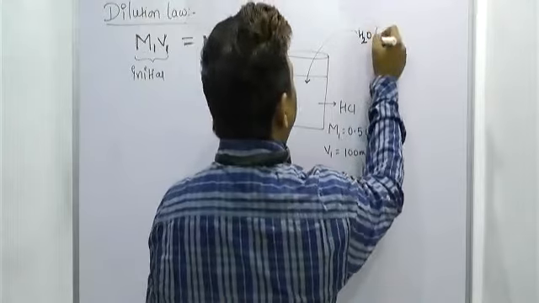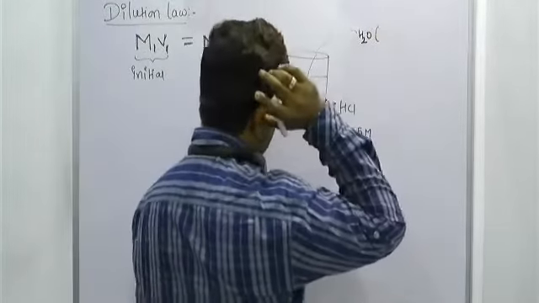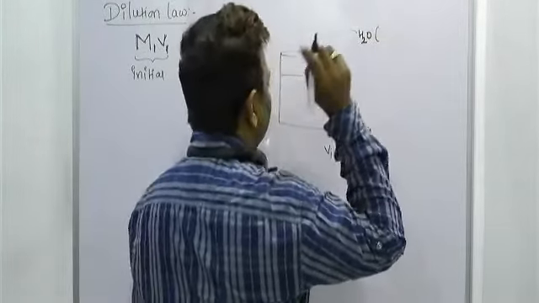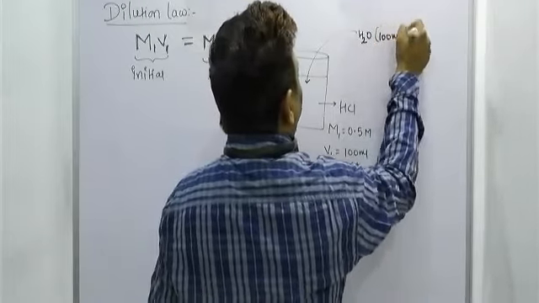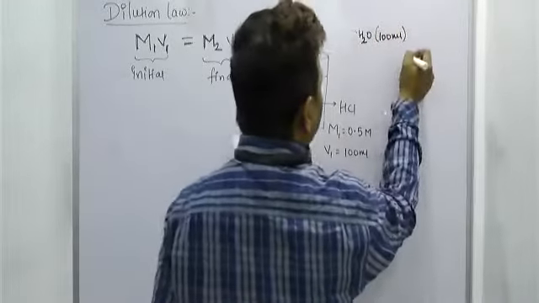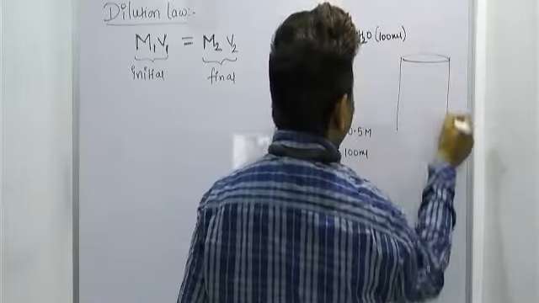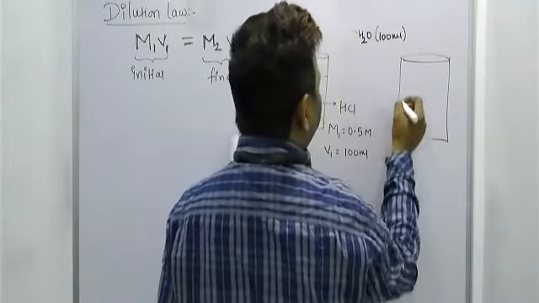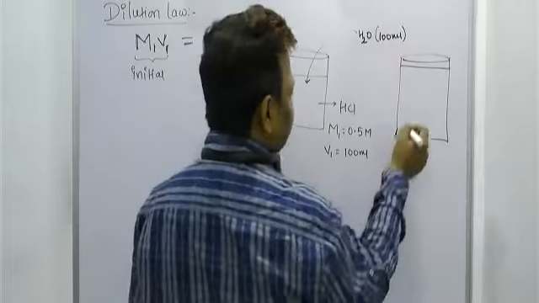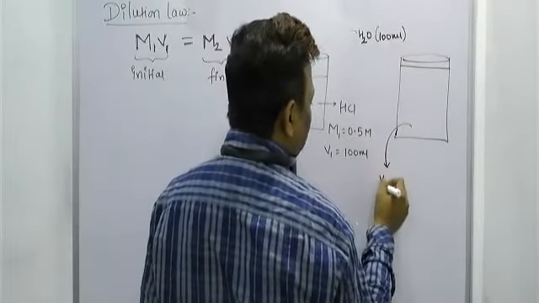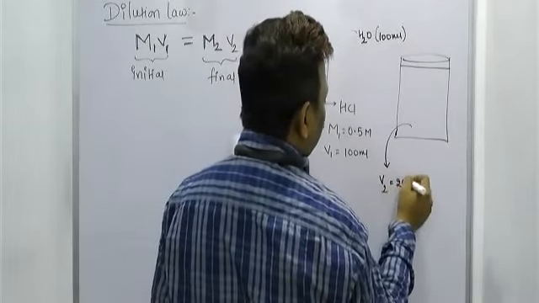Say we are pouring here 100 ml of water. By pouring the 100 ml of water, you can see the beaker is the same, but the initial volume, which is 100, now reaches 200. So our total volume is now 200 ml.